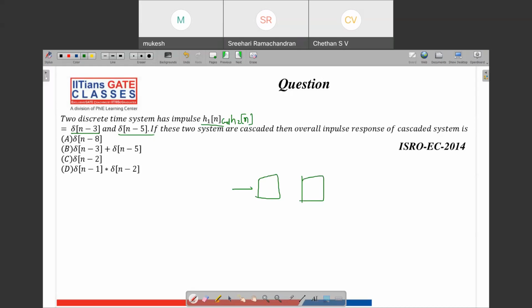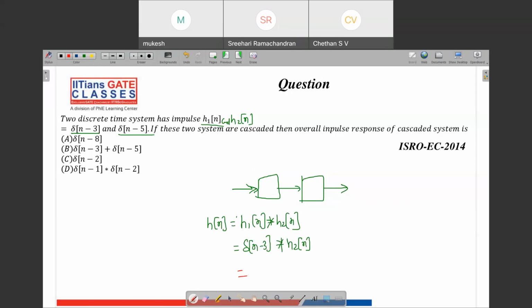Whenever we have a cascaded system, the effective or overall impulse response will be the convolution of these two. Now in this case, I'm talking about the discrete time system. Here also, when we try to find the effective impulse response h[n], it will be the convolution of h1[n] with h2[n]. So in this case, we need to do the convolution of delta[n minus 3] with h2[n]. I am not writing h2[n] as delta[n minus 5]; I will write it shortly.